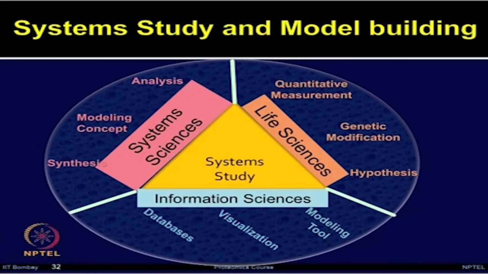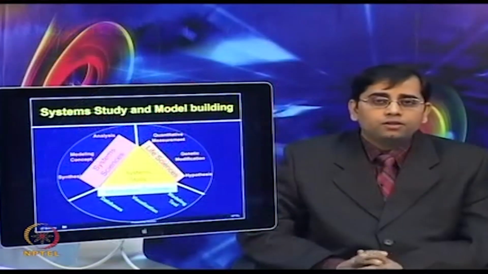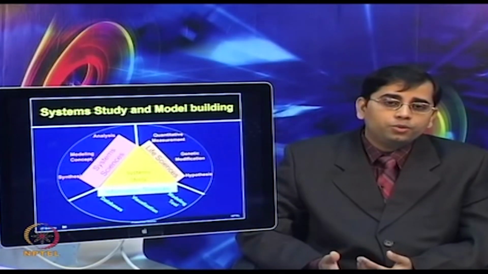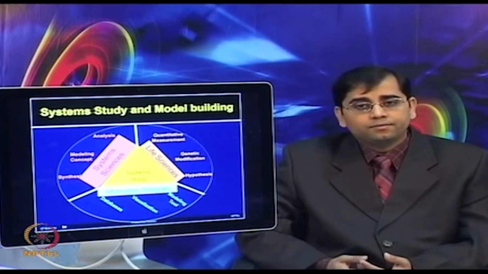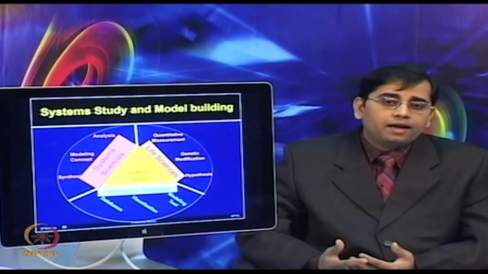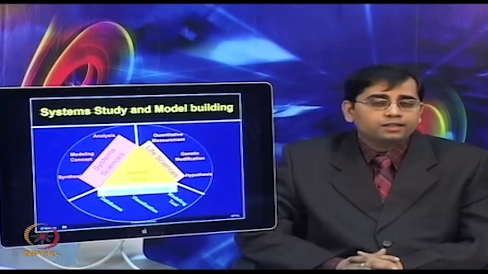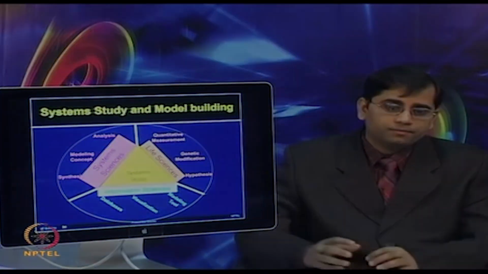Systems study and model building. The system science includes synthesis, modeling concepts, and analysis. The life sciences discipline provides quantitative measurements, genetic modifications, and deriving some hypotheses. The information sciences enable the visualization, the modeling tools, and different databases. So, this model building as an aid to understand the complex system is very useful for systems level investigation.